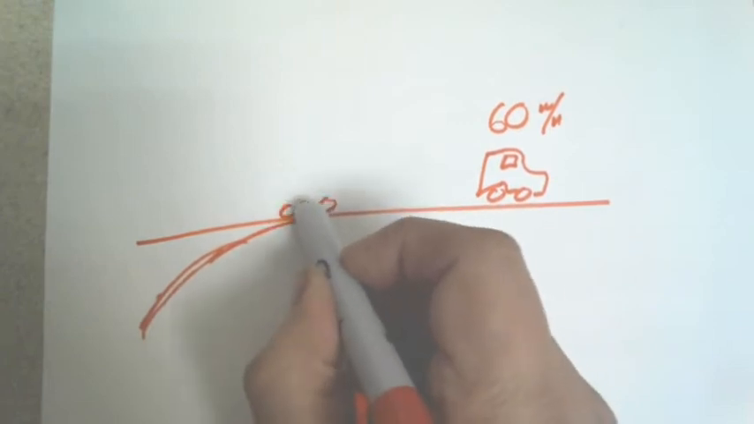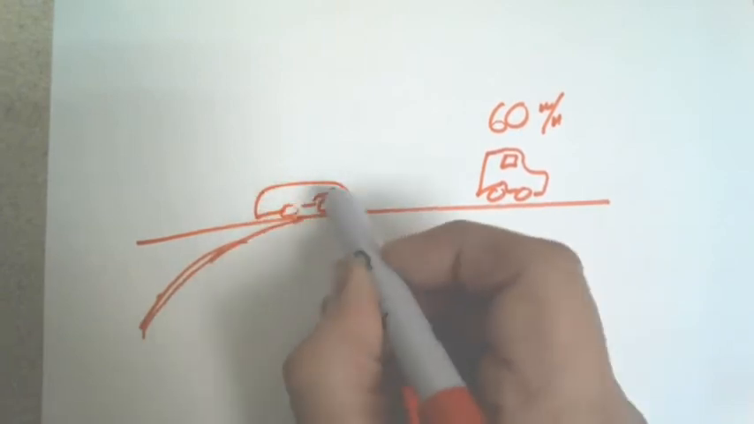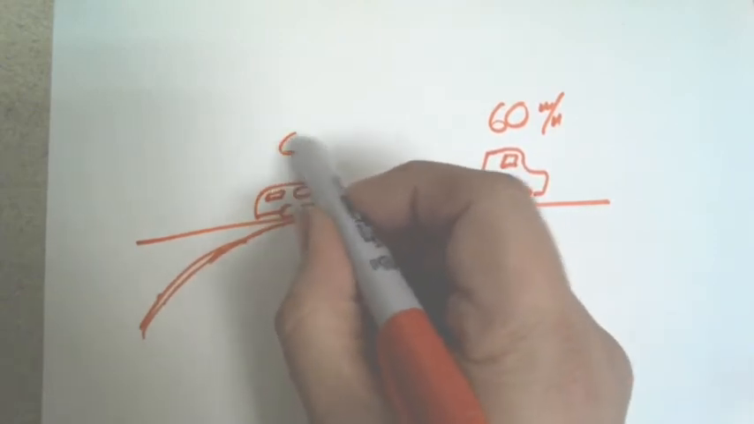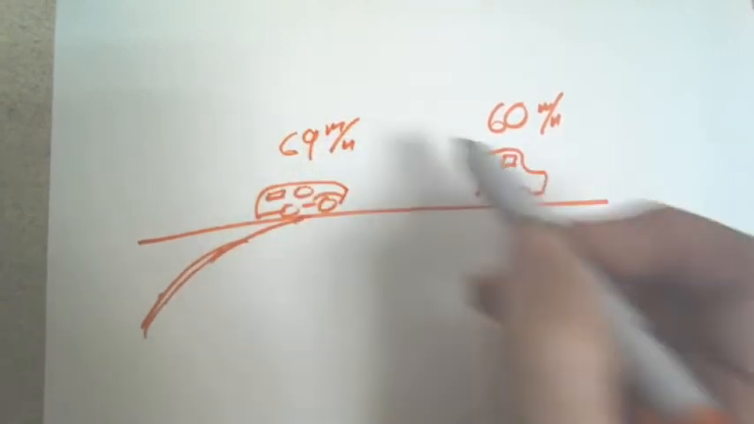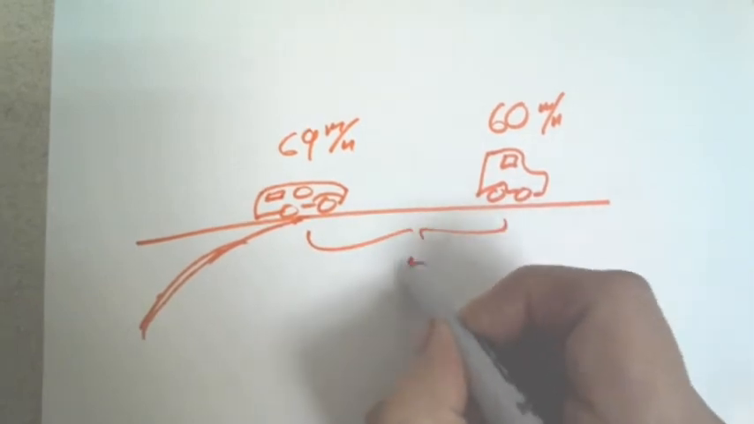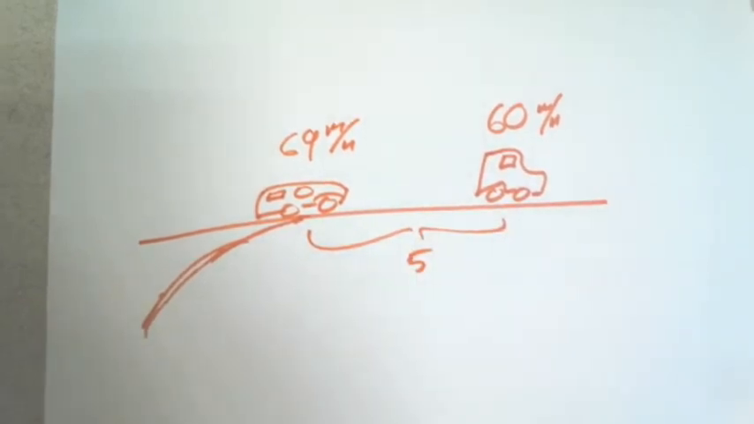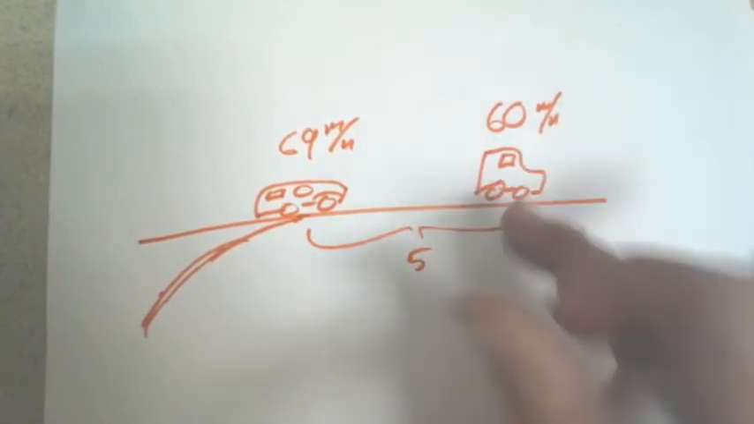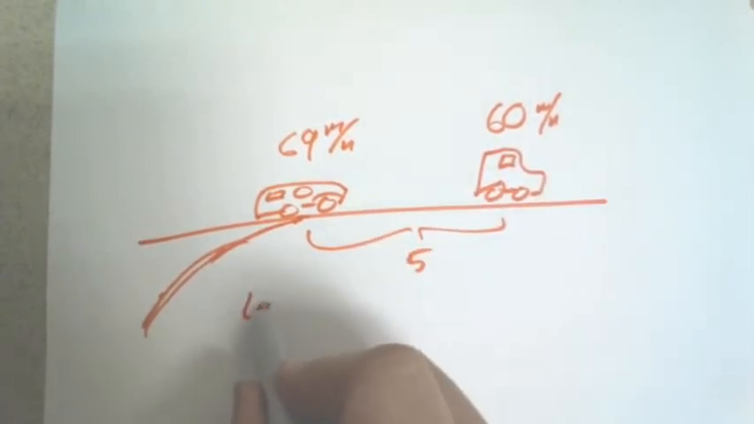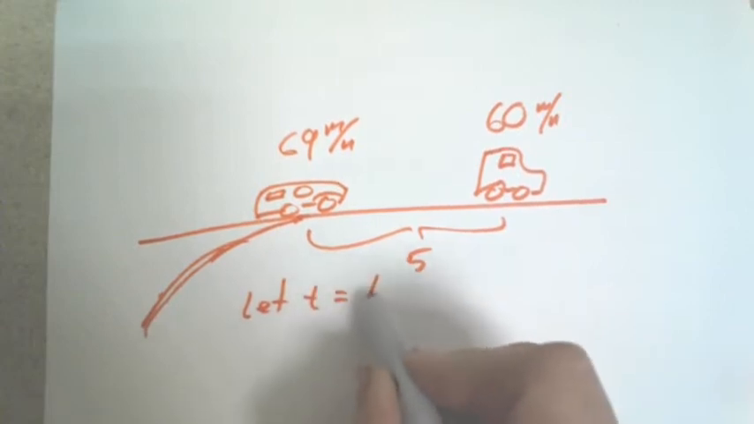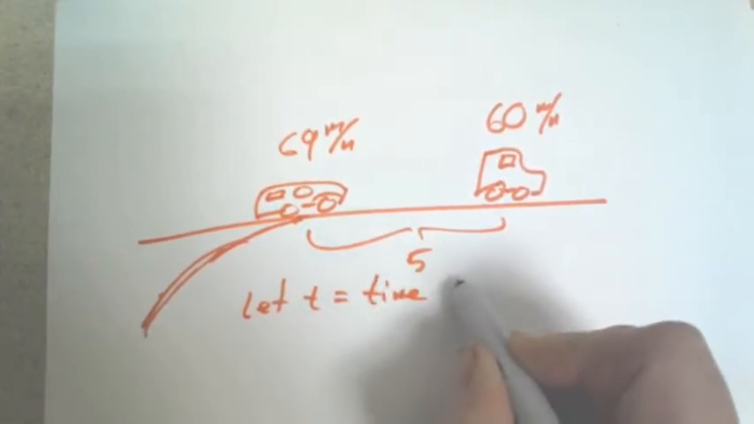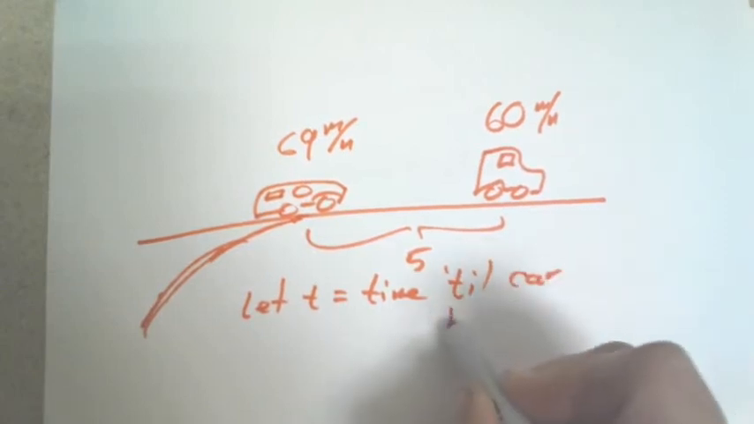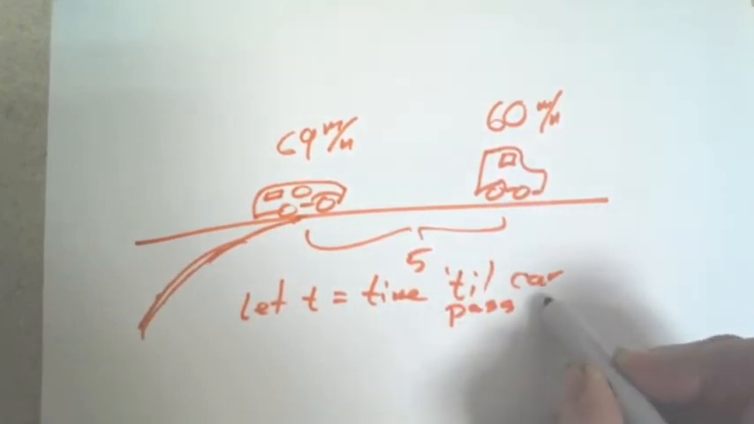5 minutes later, a car gets on. That's a weird looking car. Anyway, the car is going 69 miles per hour. And this happened 5 minutes later. And you're being asked, when does the car pass the truck? So how much time? So I'm going to let t equal time till car passes truck.